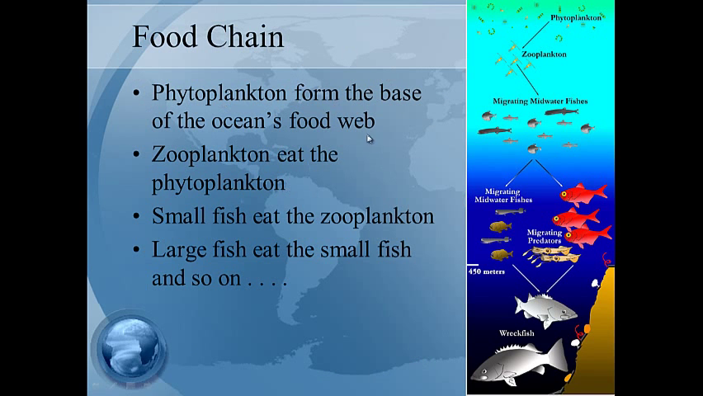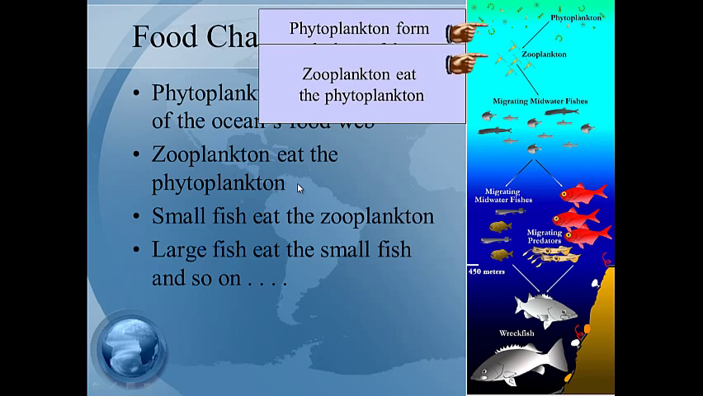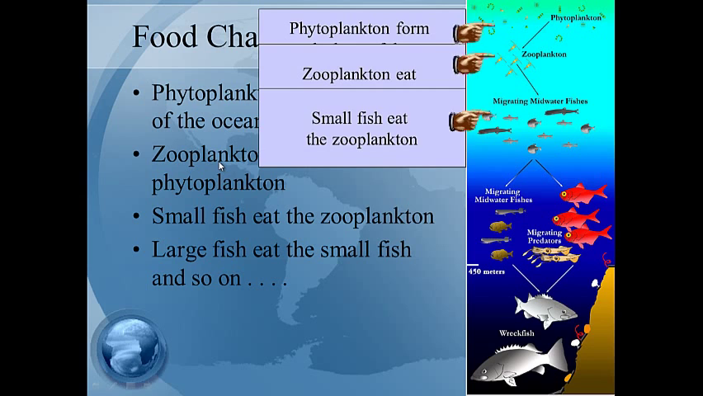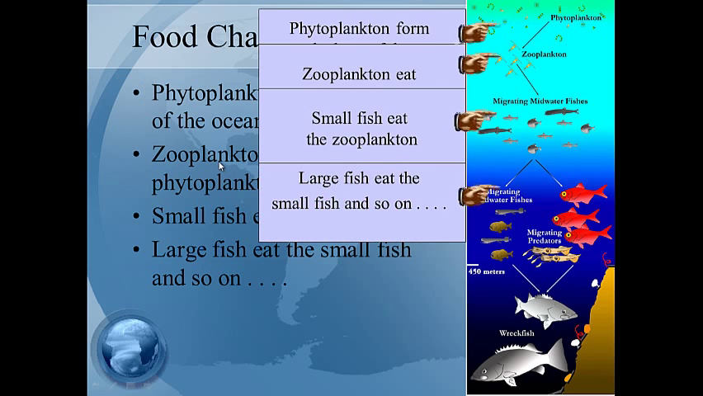So phytoplankton also are important because they form the base of the food web. Zooplankton here, think of them as little insects, they eat the phytoplankton, okay? Small fish eat the zooplankton, big fish eat the small fish, and so on. And then we eat the big fish, right?